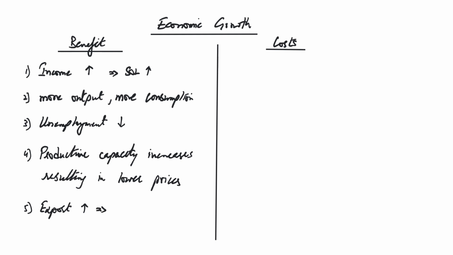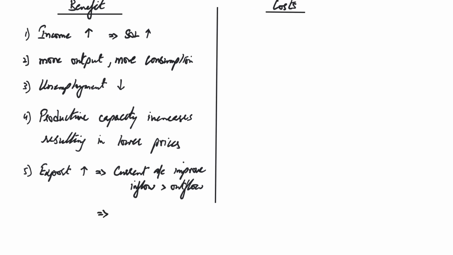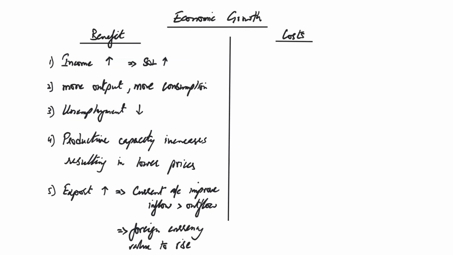And if export rises, then two things happen. Number one, your current account will improve because your inflows can be greater than outflows, and as a result of this we can even expect the foreign currency value to rise. Now remember, economic growth is about using the resources, so they will deplete the resources.